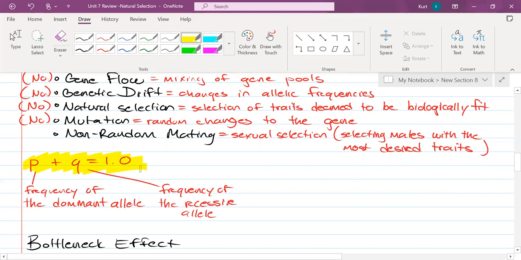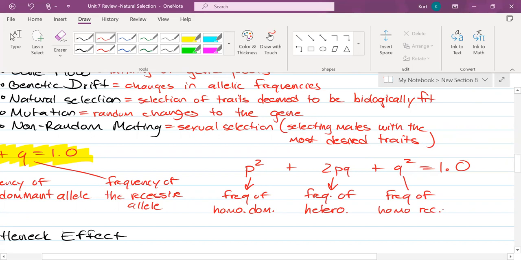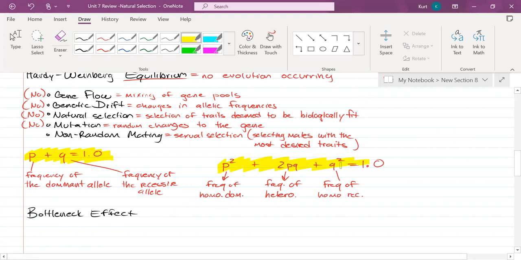Okay, the other equation is p squared plus 2pq plus q squared equals 1.0. What is p squared? Frequency of homozygous dominance. What is 2pq? Frequency of heterozygous. And q squared is frequency of what? Homozygous recessive. Okay. You are given the equation for genotypic frequency, and that's what this is. This one over here on the left is allelic frequency, and the one over here is genotypic frequency.